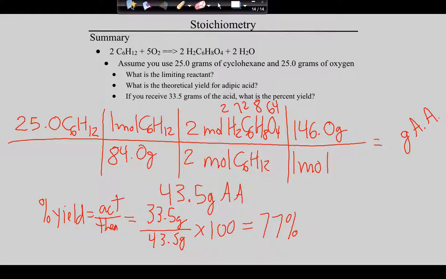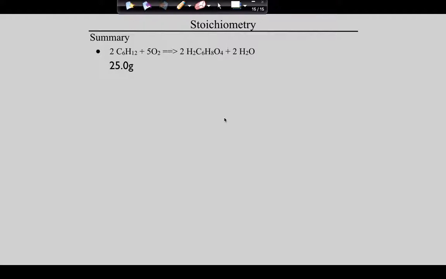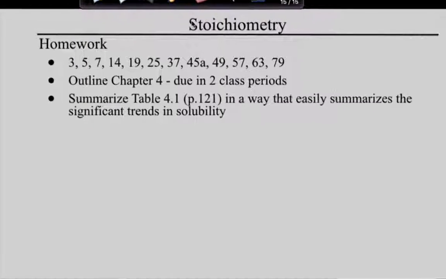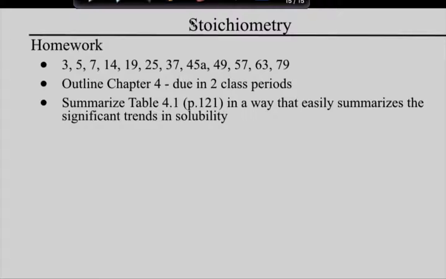Unlike general chemistry where you got handed worksheets, here you get homework assignments out of the book. So I would encourage you to write this down. Out of chapter 3, this is your homework: 3, 5, 7, 14, 19, 25, 37, 45, but only part A, 49, 57, 63, 79. Now, if you don't want to write this down, guys, it's posted on our website. It's not yet, but it will be, because I always post our notes.